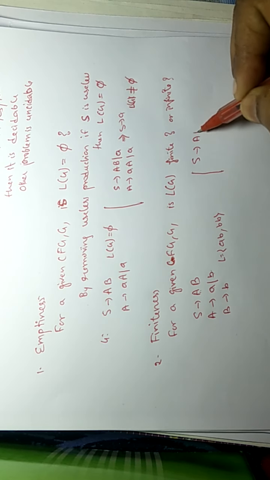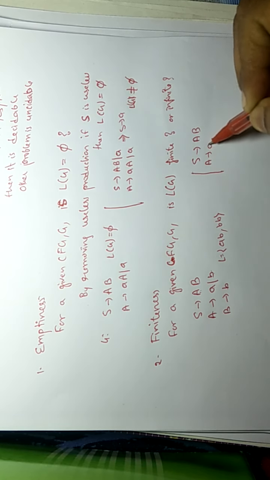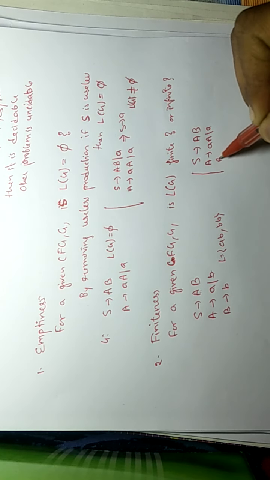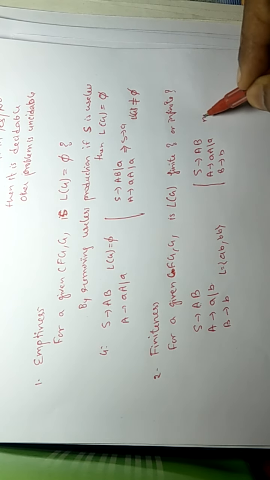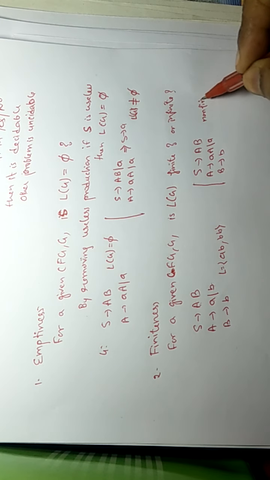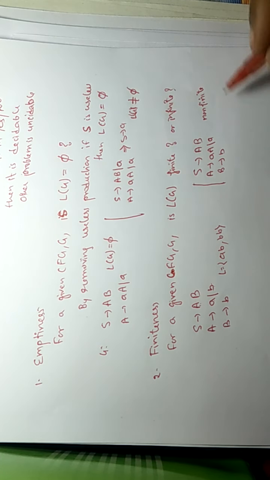Suppose you have another grammar, say S tends to AB, and A tends to AA or a, and B tends to b. In this case, if you look carefully at A tends to AA or a, AA is used to repeat A any number of times. It is just like a loop. From A given a small a, you are moving to A again. You are repeating small a any number of times here. So it is not finite. The language is non-finite or infinite.